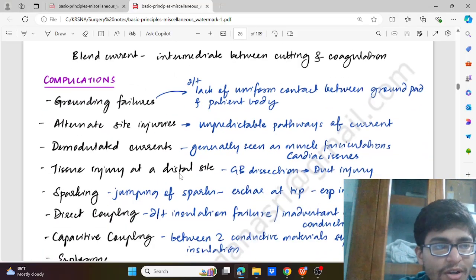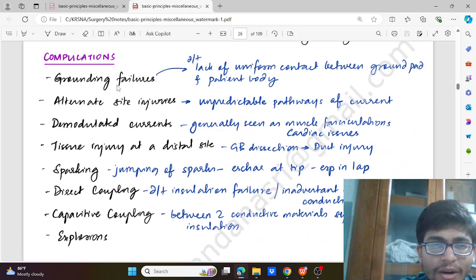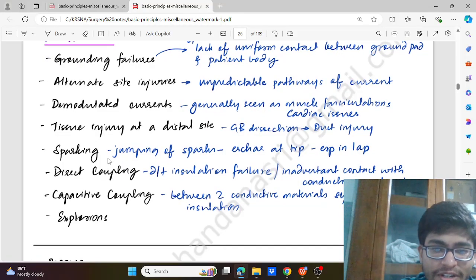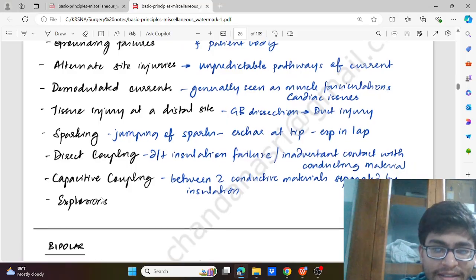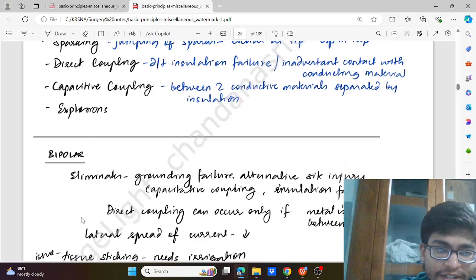And fulguration. The complications, as you have seen, are grounding failure, alternate site injury, demodulated current causing muscle fasciculation and cardiac issues, distal site injury such as gallbladder dissection causing duct injury, sparking, direct coupling, insulation failure, capacitive coupling, and explosion.